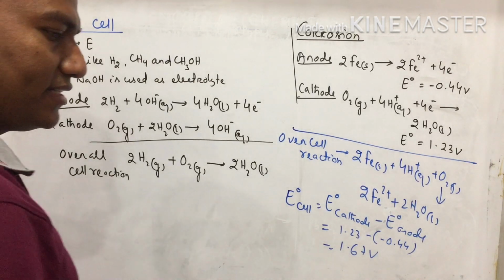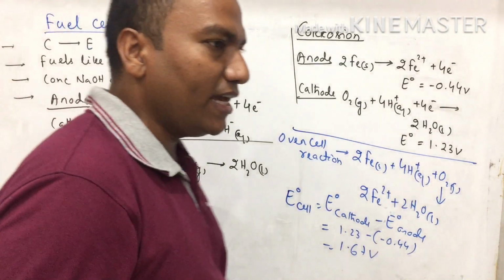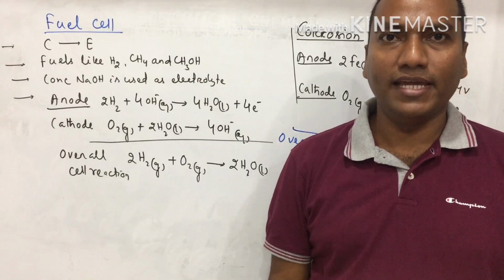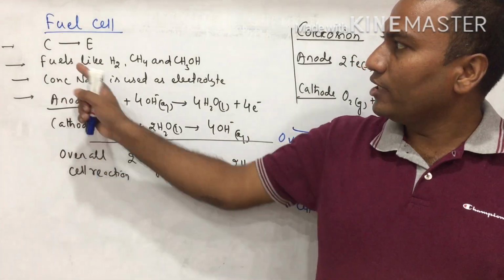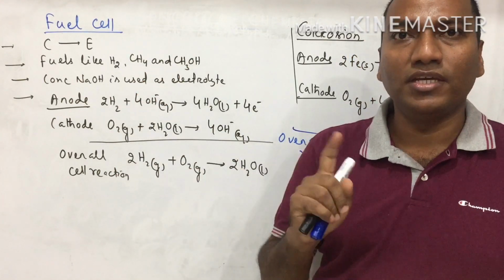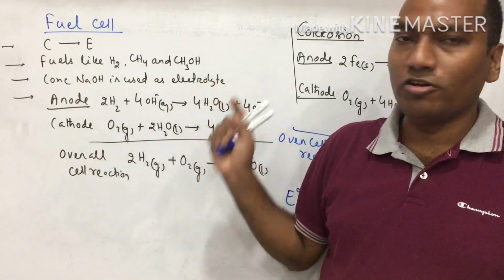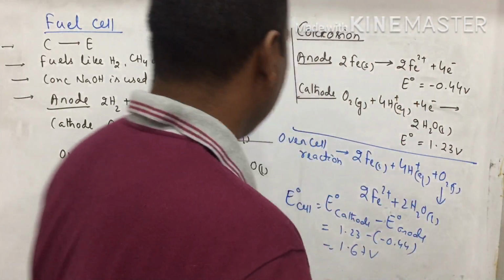So next is the fuel cell. In this cell, chemical energy is directly converted into electrical energy. So this is also one example of a galvanic cell. Here fuels like hydrogen, methane, methanol can be used. Here concentrated NaOH is used as electrolyte. Okay, and in the fuel cell you will remember it like this.